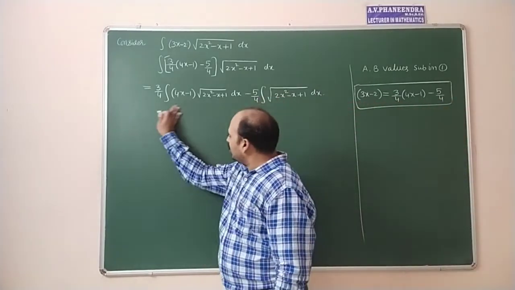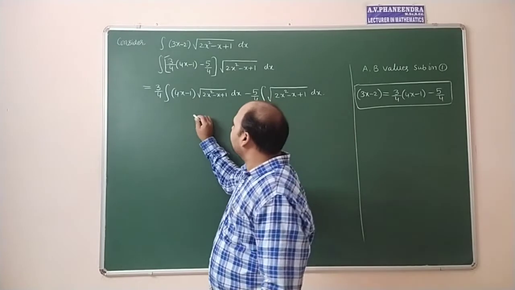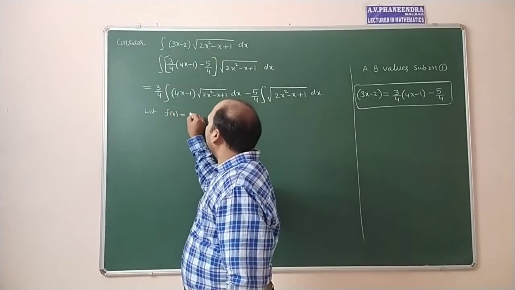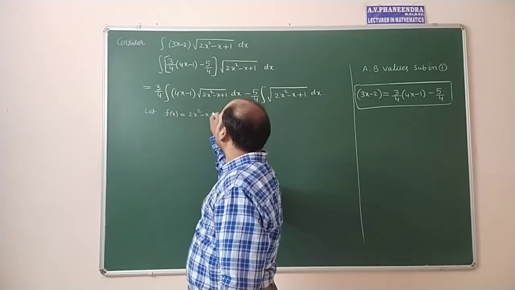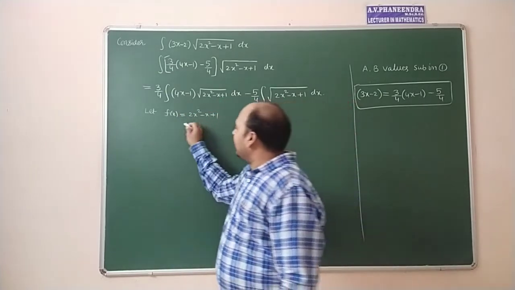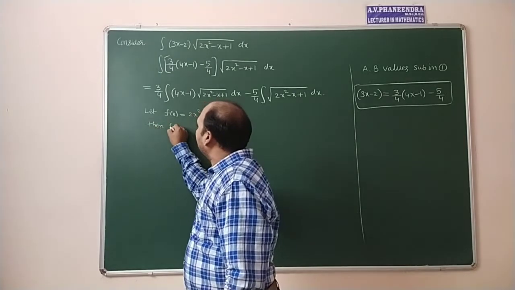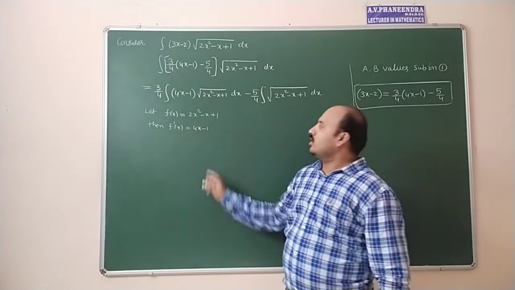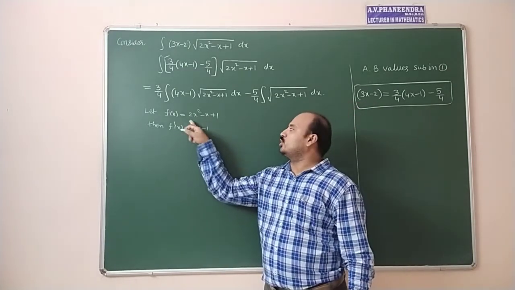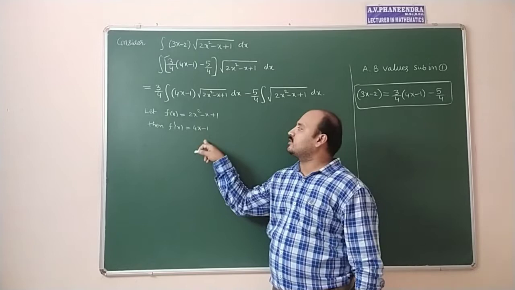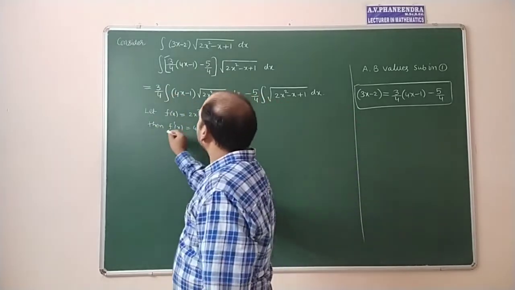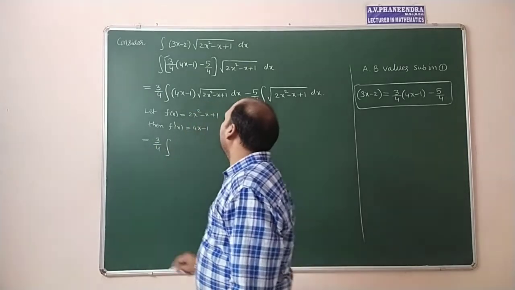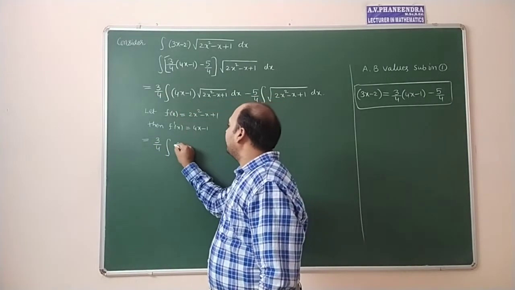After that, to do this one, observe carefully. Let f of x is equal to 2x square minus x plus 1. Then its derivative f dash of x equals 4x minus 1. Already we did this: 2 into x square derivative 2x, 2x into 2 is 4x, minus x derivative is 1, so 4x minus 1. Therefore, this term will become 3 by 4 into integral, in place of 4x minus 1, f dash of x.